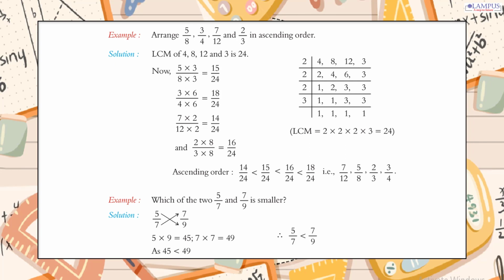Example. Arrange 5 by 8, 3 by 4, 7 by 12, and 2 by 3, in ascending order. Solution. LCM of 4, 8, 12 and 3 is 24. First row, 4, 8, 12, 3. Lowest number in row is 4 and can be divided by least number 2, so put down in second row 2 as 2 2s are 4, 4 as 2 4s are 8, 6 as 2 6s are 12, and 3 as it is. Second row, 2, 4, 6, 3.